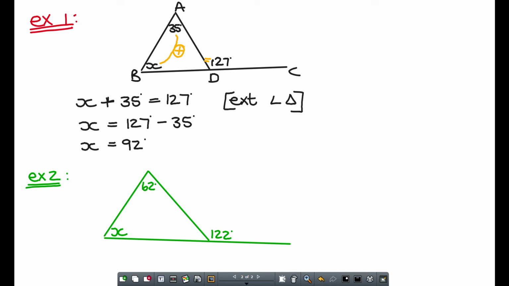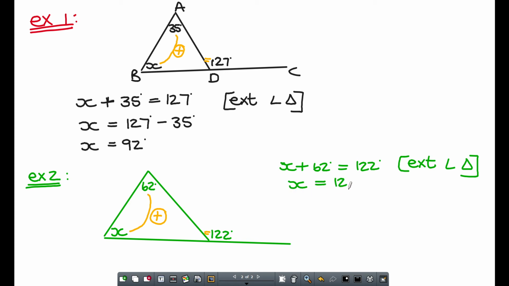Okay, are you done? Right, so we know that these two interior angles, if I add them, they will be equal to the exterior angle. Okay, so let's write that out. So I'm going to say x plus 62 is going to give me 122, and the reason must be exterior angle triangle. And we use calculator. Okay, and then we're going to say x will then be 122 minus the 62. So x will be 60.